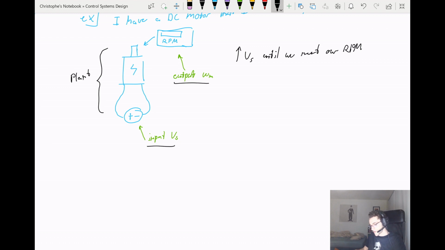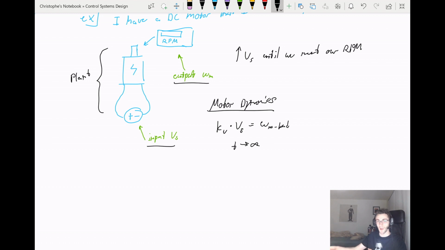Well, to answer that question, we have to take a look at the motor dynamics. From what we know about DC motors, every motor has a certain kV constant, which, when multiplied by the supplied voltage, is equal to the free speed or no load angular rate, as t goes to infinity. So this is as if you set a voltage and you let it go on for an infinite amount of time, it will approach that no load speed.